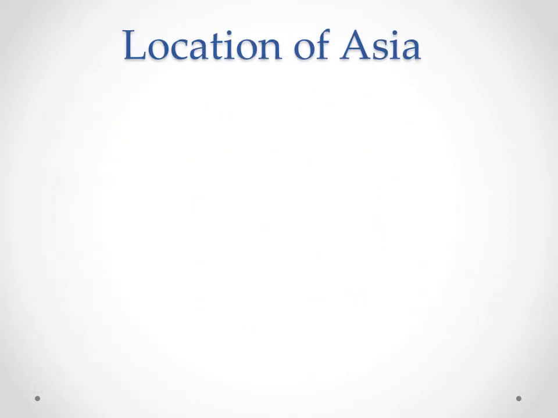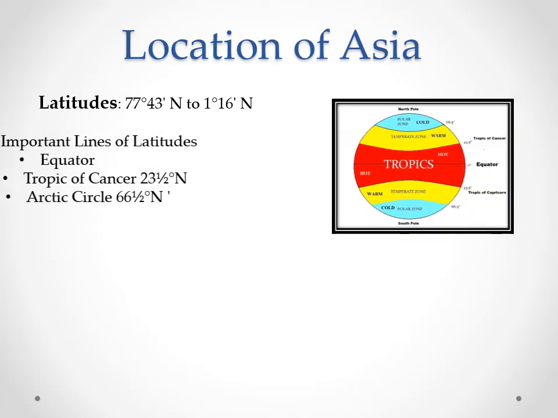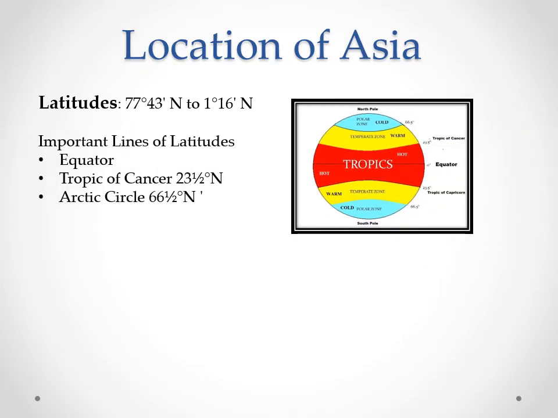The mainland of Asia extends from latitudes 77 degrees 43 minutes north to 1 degree 16 minutes north. It is situated almost entirely in the northern hemisphere except for some of the islands of Indonesia, which lie south of the equator. Let's see three important lines of latitude which pass through Asia: the equator, the Tropic of Cancer, and the Arctic Circle.